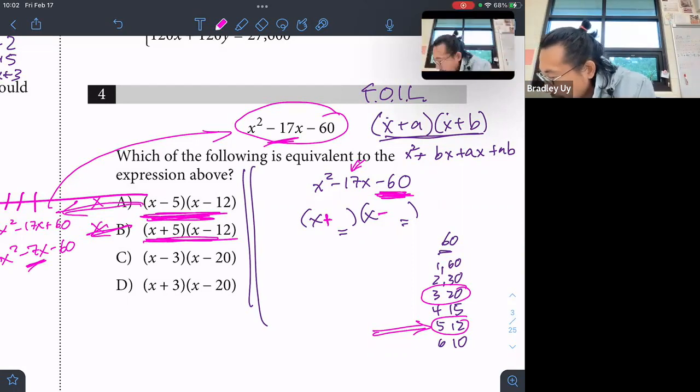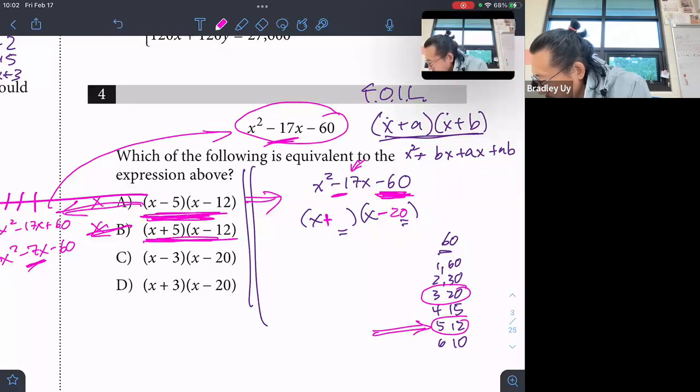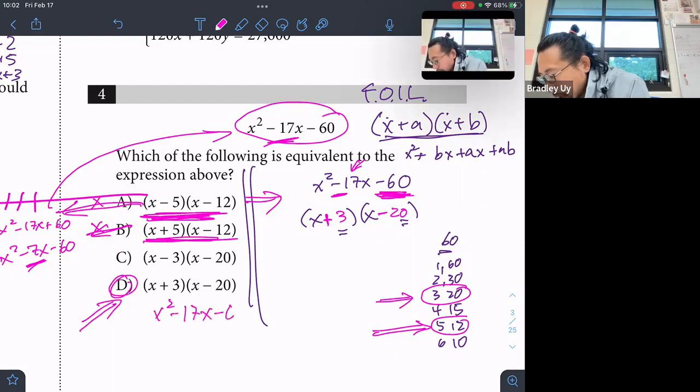So if you had to factor from scratch, we're back to here. The negatives dominate, so you need the negative to go with the larger number. We're using this combination here, and this should be 3, which is answer choice D. If you FOIL this out, you would get x squared minus 17x minus 60, which does match this.